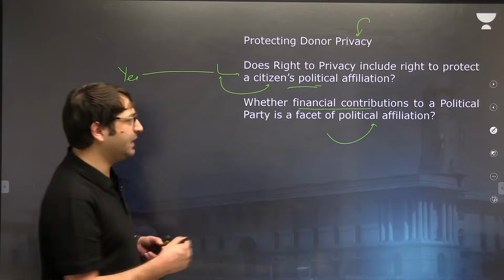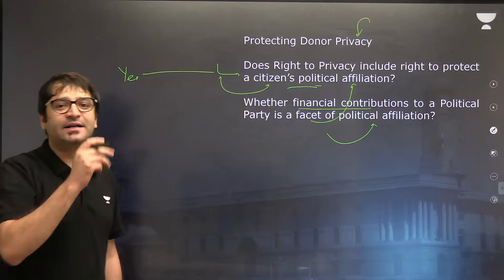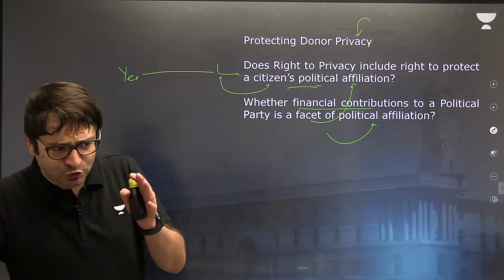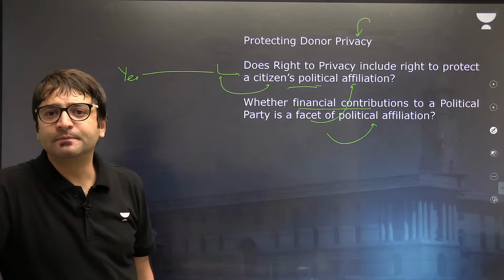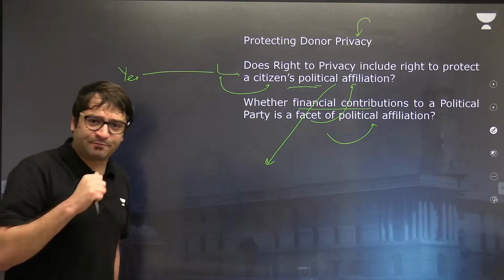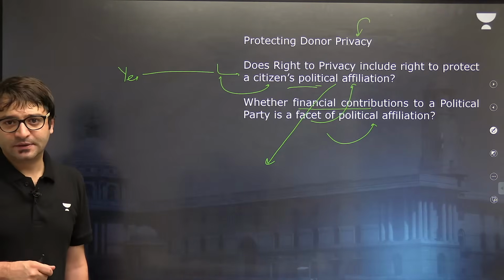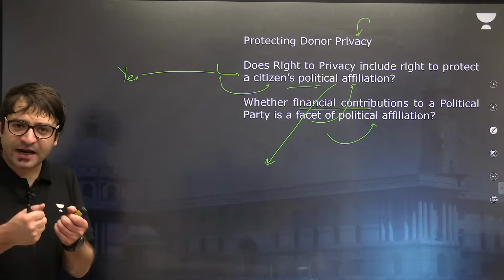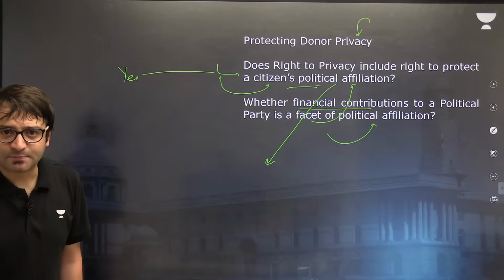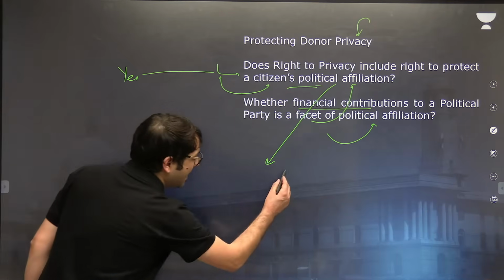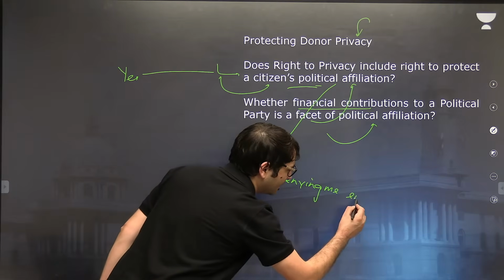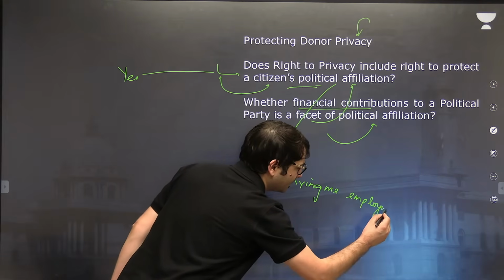And that becomes possible if you are affiliated to a political entity. You may not necessarily be a member of a political party, but you favor the ideology of a political party. If this political affiliation of mine is not protected, not guarded under right to privacy, then do you know what will happen? The state will victimize me. Maybe by denying me employment.